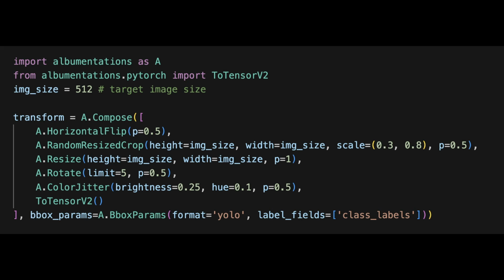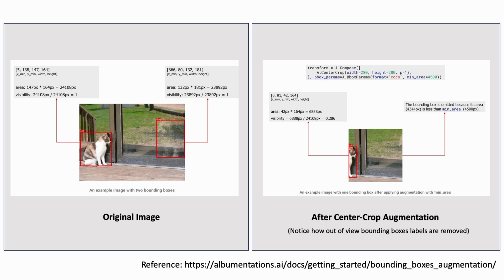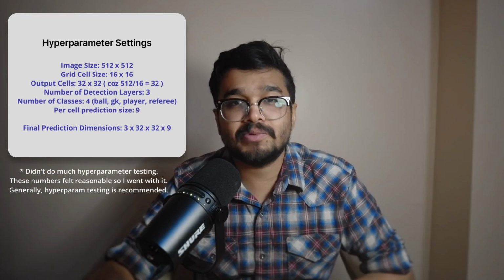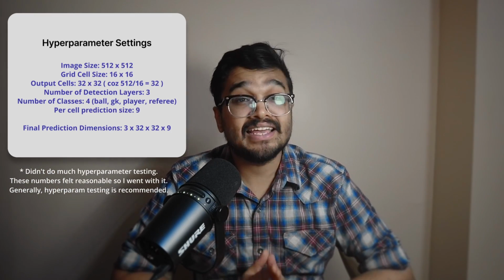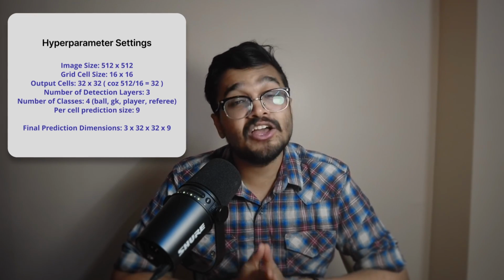A really cool feature in the Albumentations library is that you can also input bounding boxes into the model, and it automatically applies the same transformation to your input bounding boxes. So if cropping an image resulted in an object getting cut out of the scene, the associated bounding box will also be removed. Pretty cool. For all experiments, I used an input image size of 512 by 512 and used 16 by 16 grid cells, which means that the final target dimensions is 3 by 32 by 32 by 9 for each image.